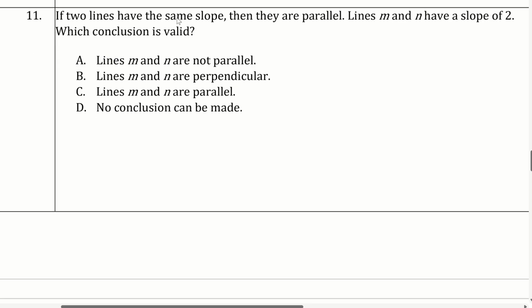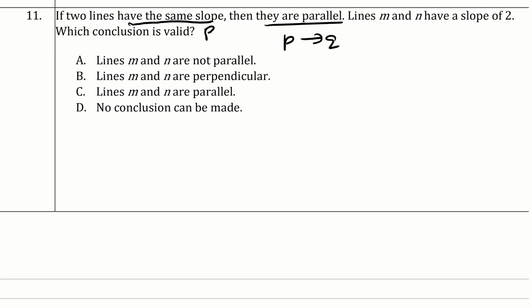11, if two lines have the same slope, then they are parallel. Lines M and N have a slope of 2. So okay, we have P implies Q. If they have the same slope, then they're parallel. Now they said that M and N have a slope of 2, so they're saying that P is true. Well, then if they have a slope of 2, that means that they must be parallel, right? We can conclude that the lines are parallel. And that's called the law of detachment.